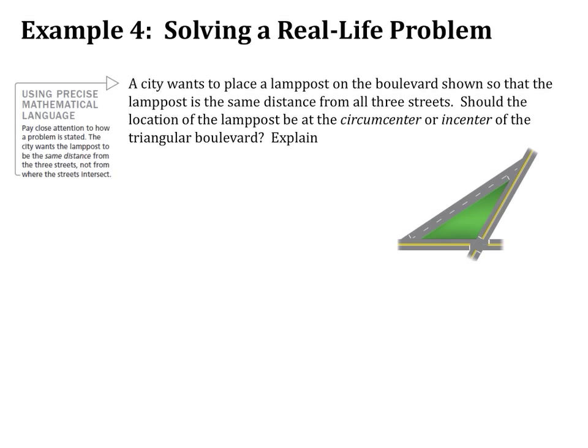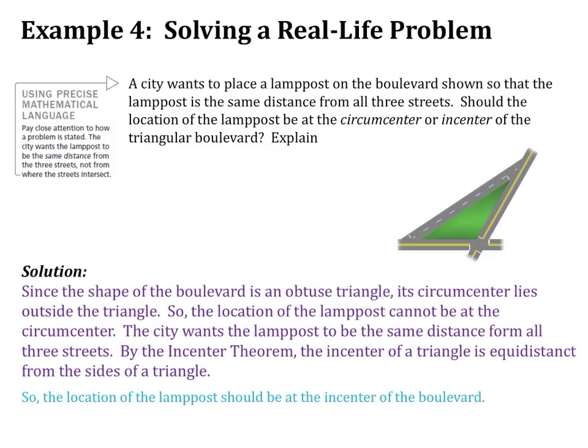There's a difference. All right, since the shape of the boulevard is an obtuse triangle, its circumcenter lies outside the triangle. So the location of the lamppost cannot be at the circumcenter. The city wants the lamppost to be the same distance from all three streets. By the incenter theorem, the incenter of a triangle is equidistant from the sides of a triangle. So the location of the lamppost should be at the incenter of the boulevard.